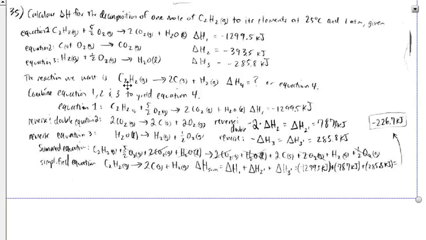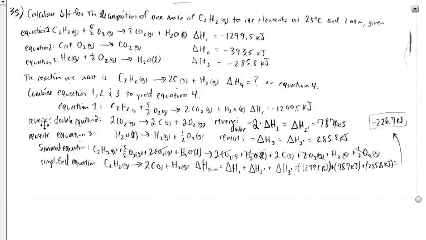kilojoules. The reaction we actually want is for the decomposition of 1 mole of C2H2 to its respective elements. So there's C2H2, we're decomposing it into 2C and H2. We want to know what the enthalpy change for that particular reaction is, and we can figure that out using the enthalpy change given for the first three. So you have to combine equations 1, 2, and 3 to yield equation 4. Equation 1 as it is, if you just recopy it, is useful to us.